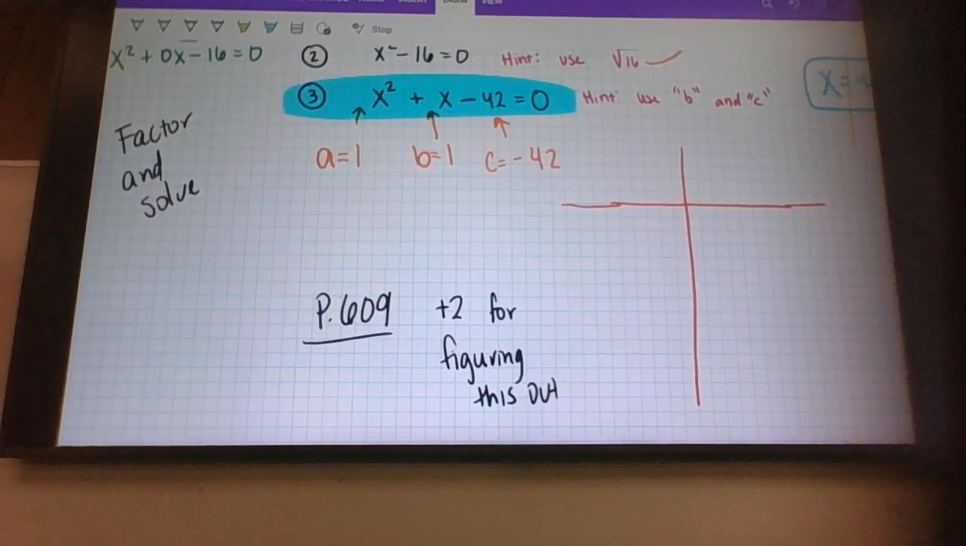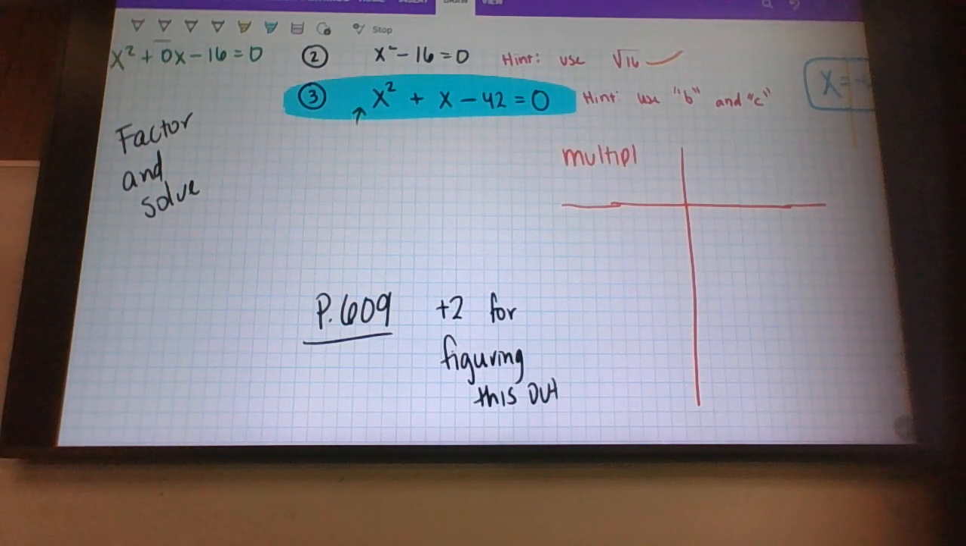Okay. When you have a trinomial like this and there's no greatest common factor, like we can't divide everything by x or anything like that, it's kind of like a riddle. You have to find numbers that multiply to the c value, so in this case it's negative 42, and they have to add to the b value, so in this case it's a positive 1.